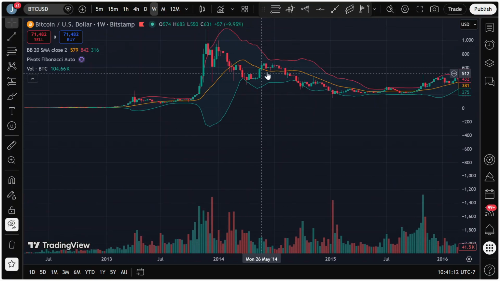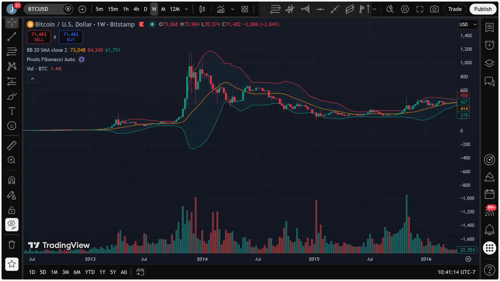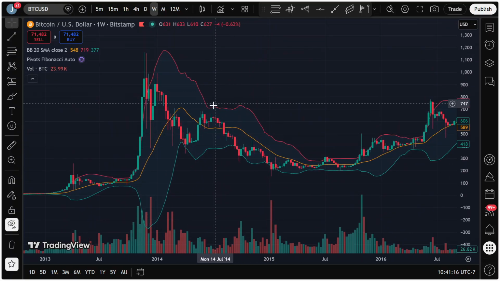So 2014, this is the only other instance that we have on the chart where we have 12 weeks elevated above the weekly SMA, and you may notice it still reacted to the downside after that period of consolidation.